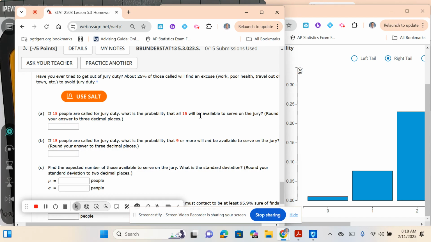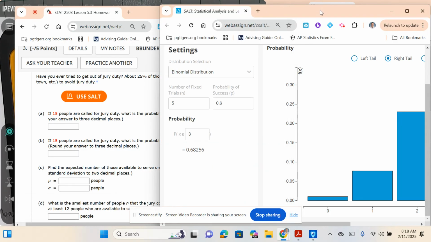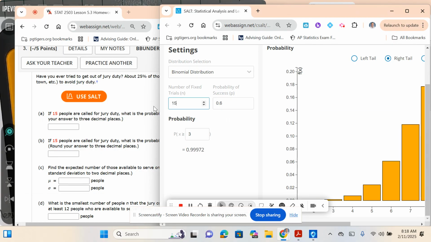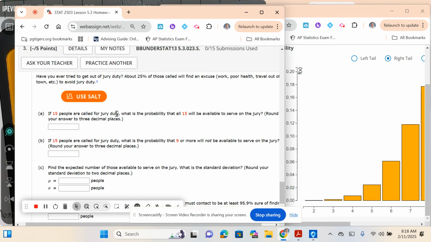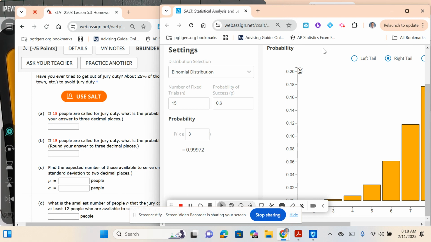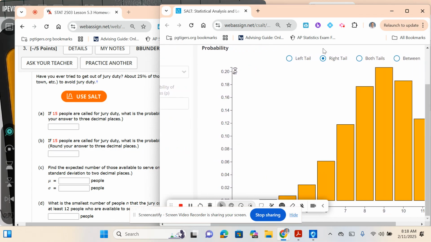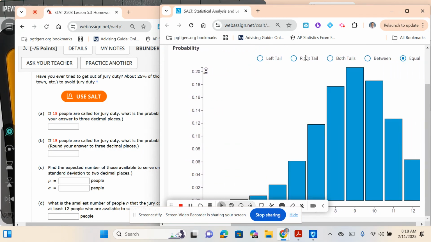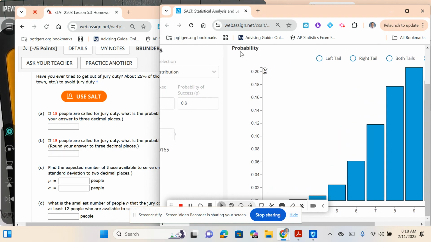Okay, let's talk about this. We've got SALT available. We're going to do binomial. 15 people are called, and all 15 will be available. Now, let's think about this. First off, if all 15 are available, is that a less than, greater than, or equal to? That's an equal to. So I'm wanting to know the probability that all 15 are available.